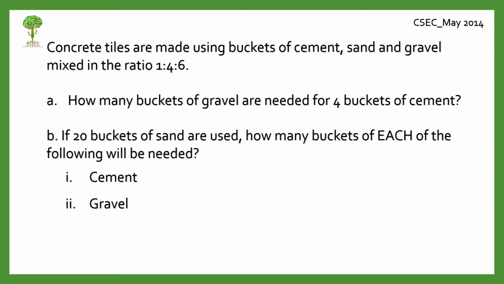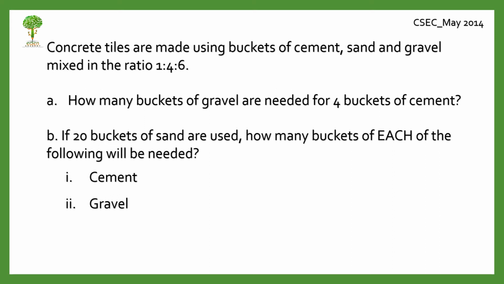So this is a ratio question. Another way to say it is unequal sharing. So there is sharing in different proportions for each element. In our case, we have these concrete tiles mixed using cement, sand, and gravel. The ratio is 1:4:6.